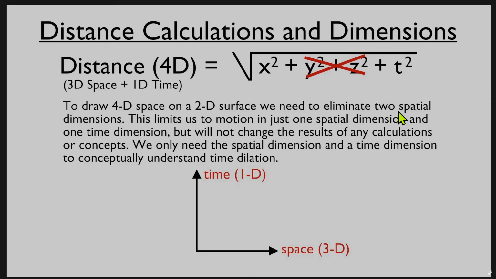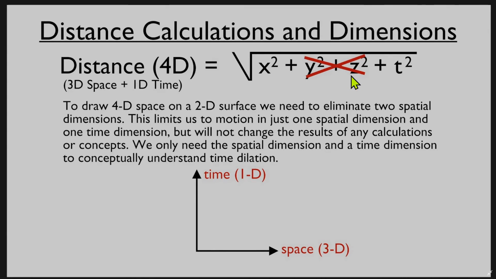Now, when we draw our space-time, our 4-dimensional space-time, we can't do that on a 2-dimensional surface. So what we have to do, in order to make it work, is eliminate 2 spatial dimensions, which I've shown here. We just cross out the y and the z, or we can cross out the x and the y. It doesn't matter which one.